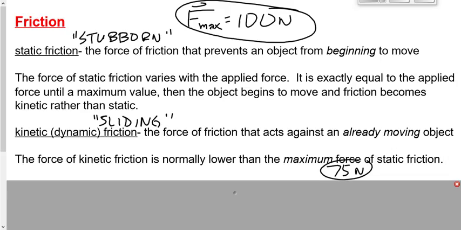Then it gives up and says, hey, kinetic friction, you take over. But when kinetic friction takes over, it's the same value always, no matter how much harder I push. So it's a pain because it resists our motion. But it's not a stubborn force in the sense that if it's 75 newtons, it's 75 newtons forever, no matter how hard I push. All right?